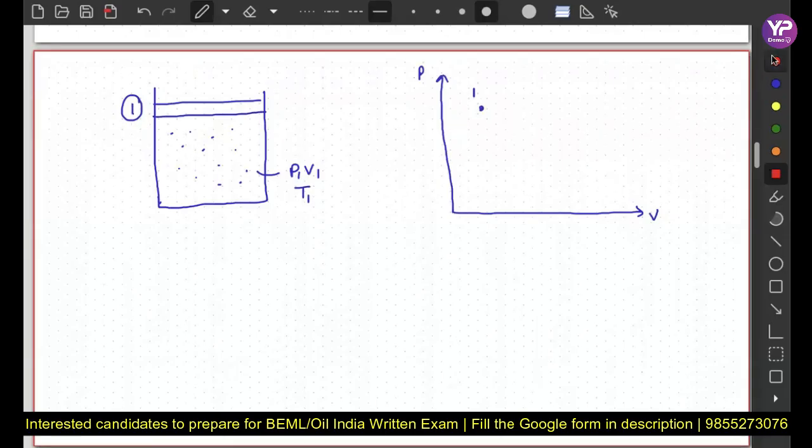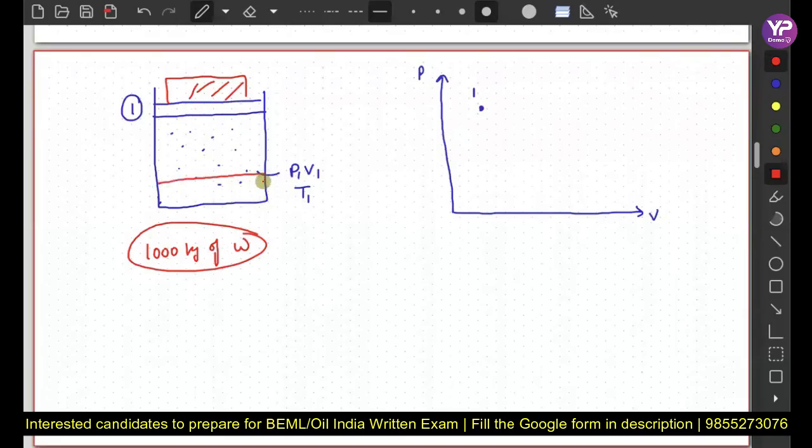Now just see. Assume that I am putting 1000 kg of weight over this piston at once. I have put the entire 1000 kg of weight at once over this slider. Then what will happen? Suddenly the piston will move toward the bottom, to position number 2, in a very fast manner. At position number 2 it has attained P2, V2, T2. So now it can be located as point number 2 here.